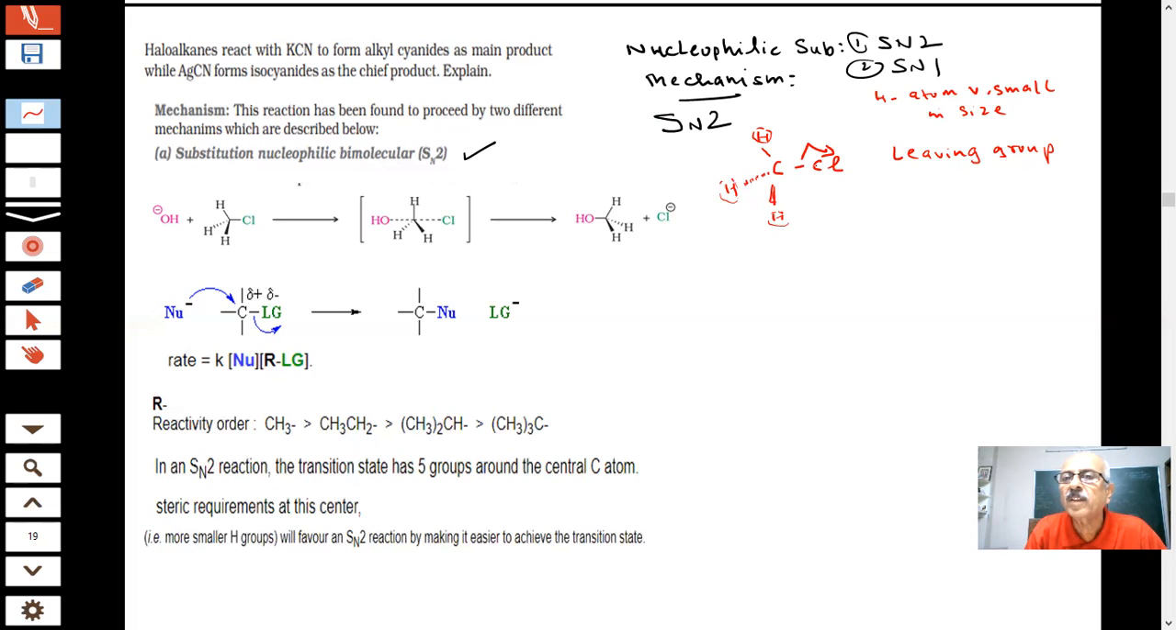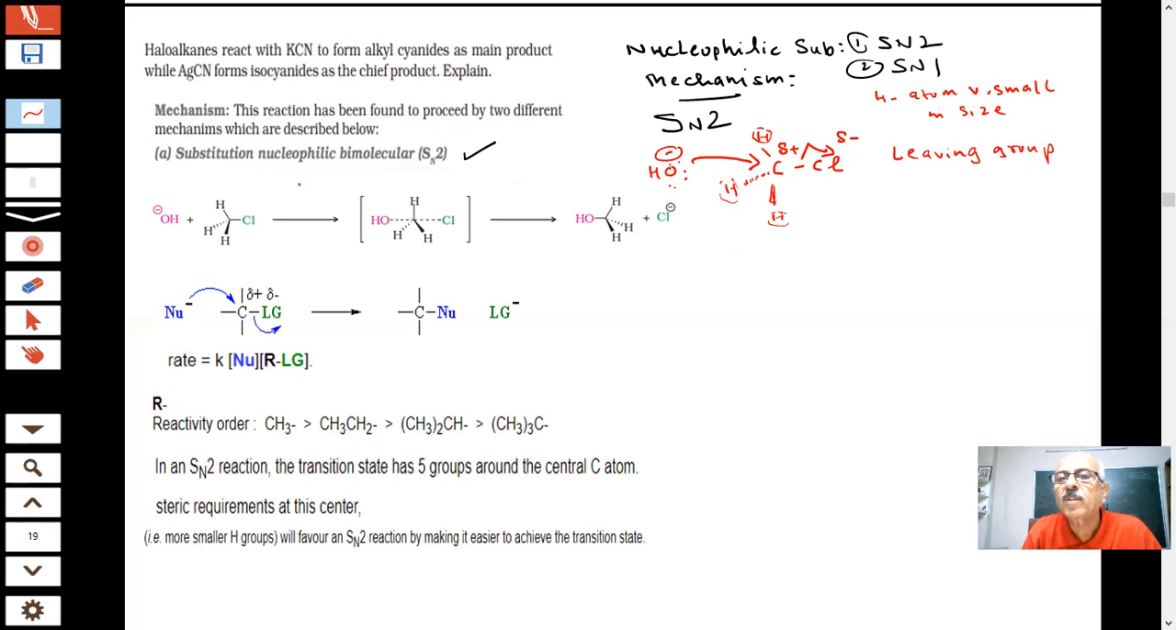Since this is on this side, the plane of the paper, the nucleophile will come from the back side. This is my nucleophile. OH minus is a good nucleophile, you know. It has a negative charge, and oxygen has 6 electrons. So what is going to happen? This will come and attack the carbon. Why? Because carbon is positive, Cl is negative. So the nucleophile is coming from the back and it will attack this carbon.